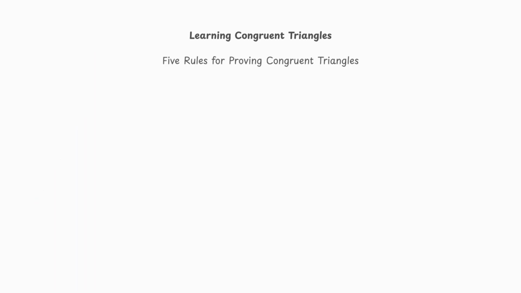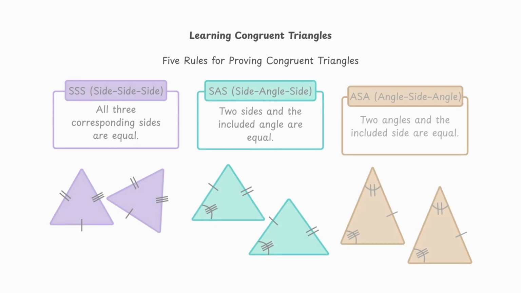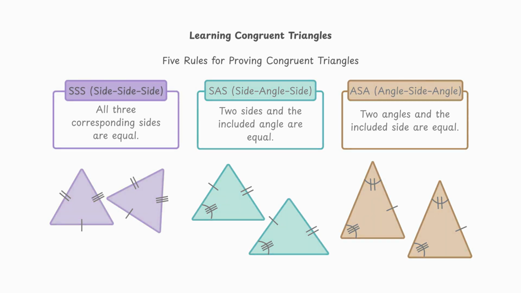Now let's explore the first 3 rules for proving that triangles are congruent, and take this slowly so each one becomes clear. At the top, we see 3 important rules. Let's start with the first one, SSS, which stands for side, side, side. This means all 3 corresponding sides in one triangle are equal to all 3 corresponding sides in the other triangle.